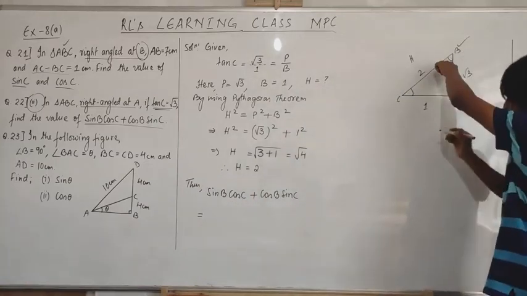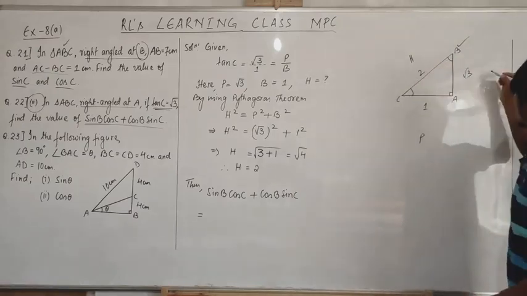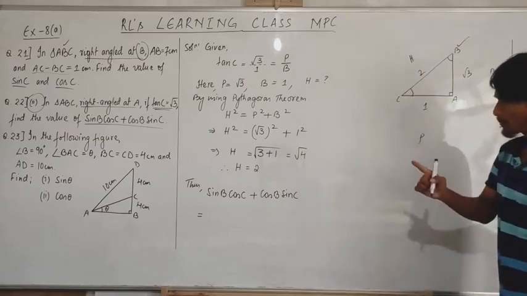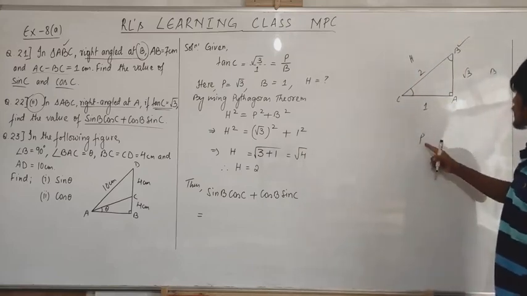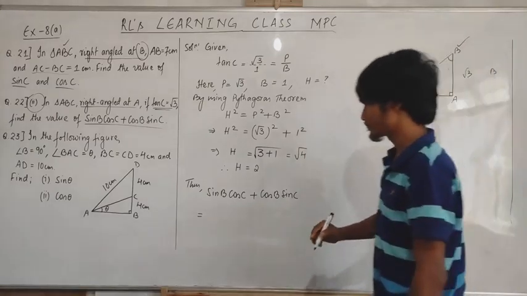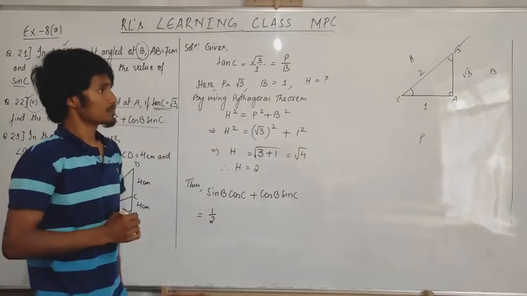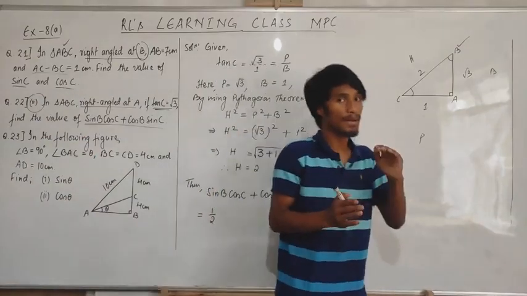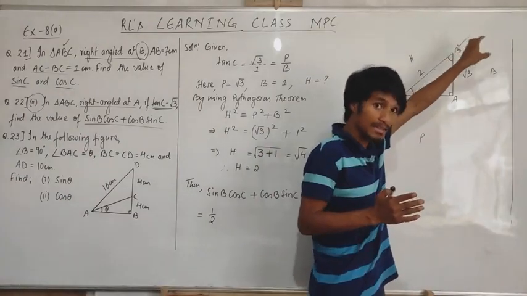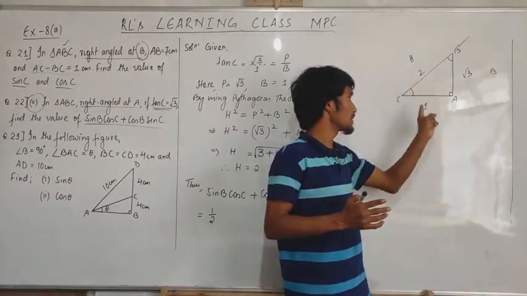If this is the angle, then this will be the perpendicular, then this will be the base, because hypotenuse we can change to remain here. Now formula for sin B is perpendicular by hypotenuse, that will be 1 by 2. Then in place of sin B, we got here 1 by 2, because with respect to this angle, opposite to this angle is AC.